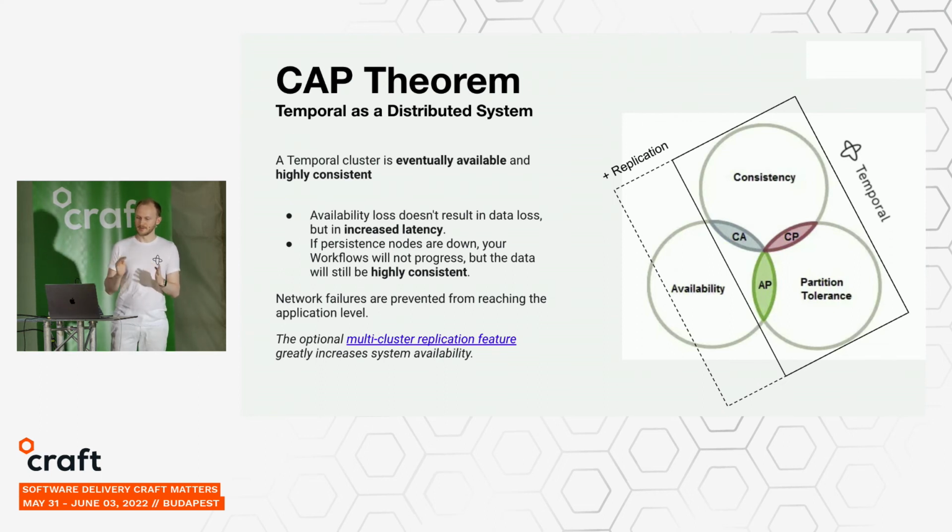And that's a guarantee we ensure. And if you want more availability, you can have multi-cluster replication. So you can host the other replicated cluster in a different availability zone, different data center, so that if one data center goes down, you can still reach the cluster.